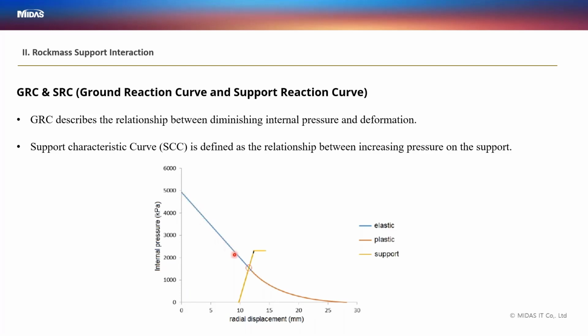Initially it is in the elastic region, but after a certain deformation or convergence, it goes to the plastic region. So this is the ground reaction curve. The second is the support capacity curve. The support capacity curve is defined as the relationship between the increasing pressure on the support. Let's say we install the support when the radial deformation is 10 mm. After that, when the load is transferring from rock to support, there is a certain point at which the deformation stops in the tunnel, and that is the equilibrium point.